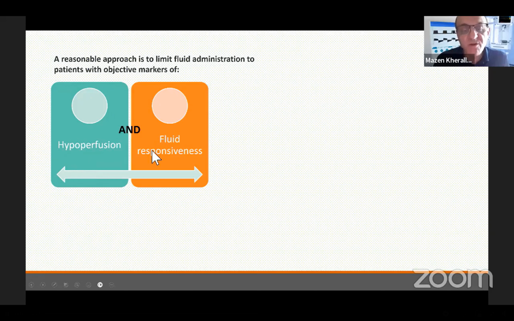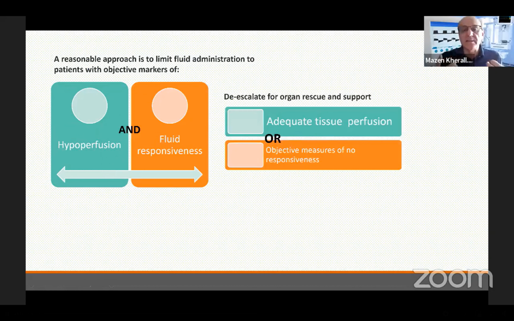And if they don't show fluid responsiveness, you're only going to be using vasopressors. And then you start de-escalating. The reason why we de-escalate is for organ rescue and support. And the indicators would be, I need to have adequate tissue perfusion or objective measures of no responsiveness. So if you have no adequate tissue perfusion, but the patient is not responsive, you don't give fluid. You need to have objective measures of fluid responsiveness in order to continue giving fluid. So you de-escalate if you don't have this responsiveness anymore, okay?